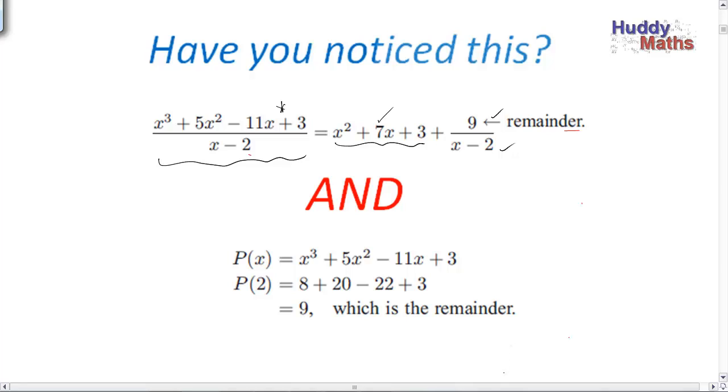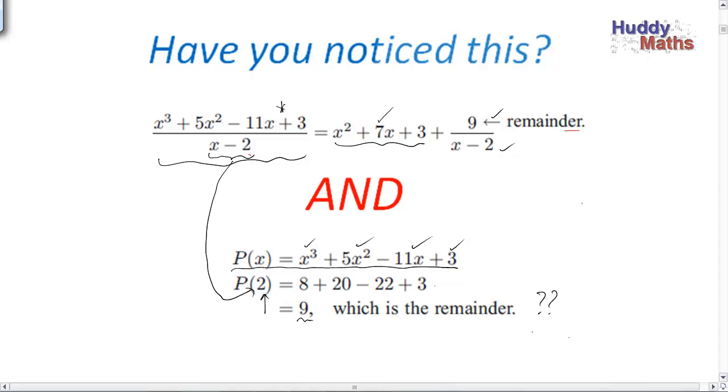Okay, have you noticed that after you do that, have a look down here, you take the original polynomial and you sub in 2. Now not neg 2, you're dividing by x take 2, but it's the opposite sign. If you take it and put it in place of x in the polynomial everywhere and work it out, you get a value of 9. Hey, that's the remainder. Wow, how did that happen?